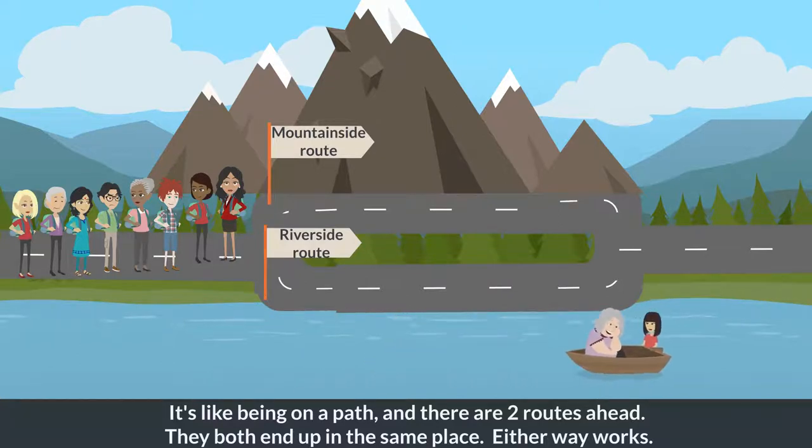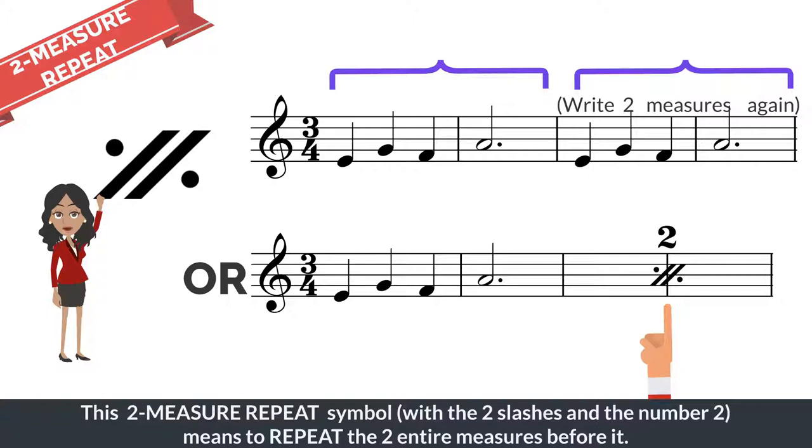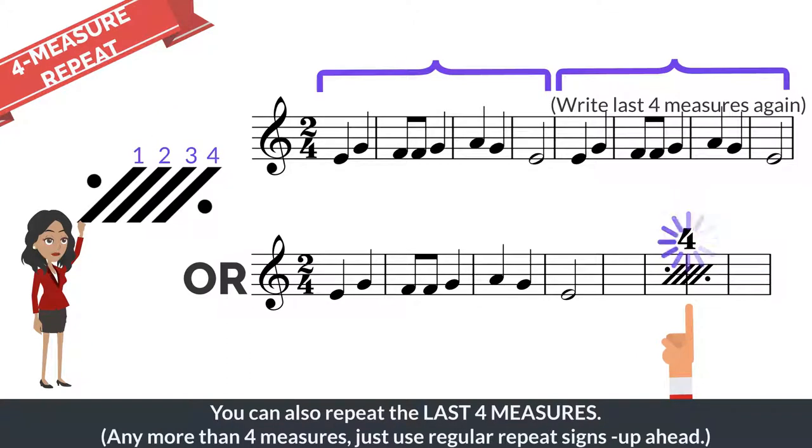Either way works. This two-measure repeat symbol with the two slashes and the number two means to repeat the entire two measures before it. You can also repeat the last four measures. Any more than four, just use regular repeat signs up ahead.